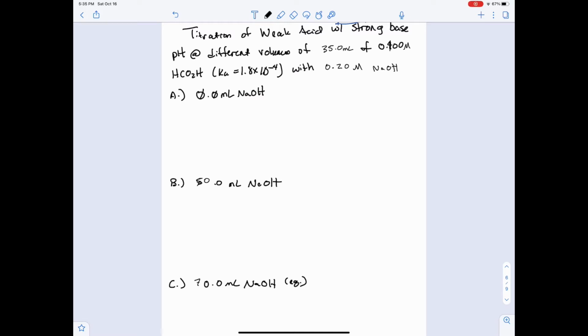So now we're doing a titration of a weak acid and a strong base. Notice that I've got the same numbers as before. I didn't want to change it, but I do have an actual Ka value, because I did change the acid to make it a weak one.